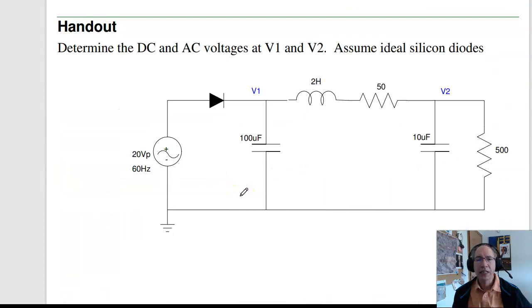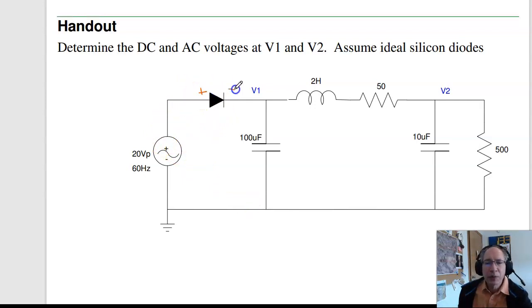So here's a handout. Given this circuit, find the voltage at V1 and V2, both DC and AC. If you pause the video, try to solve this, then we'll go over it. Okay, so picking up, to solve this circuit, again, this is about a 0.7 volt drop across the diode.